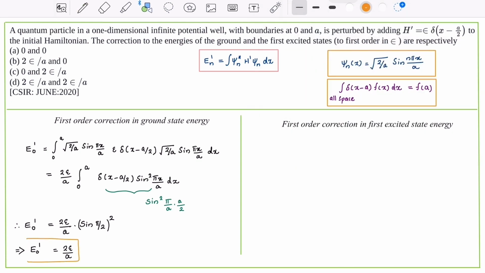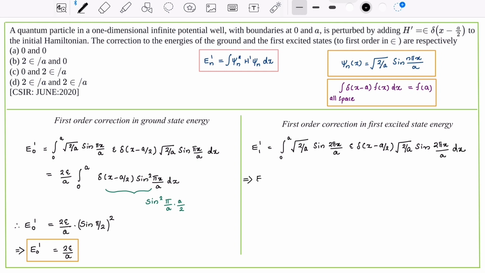Now let us find the first order correction in the first excited state energy. For the first excited state, the wave function is root of 2 by a sin(2 pi x by a). Therefore, E11 is equal to the integral from 0 to a of root of 2 by a sin(2 pi x by a) epsilon delta(x minus a by 2) root of 2 by a sin(2 pi x by a) dx. That is, E11 is equal to 2 by a epsilon.